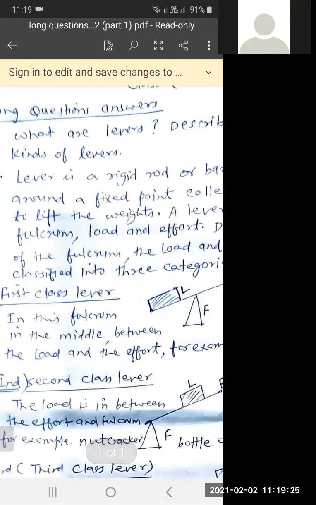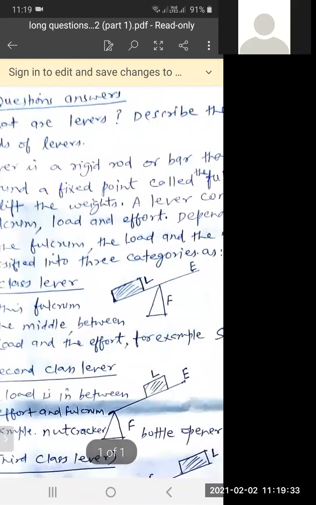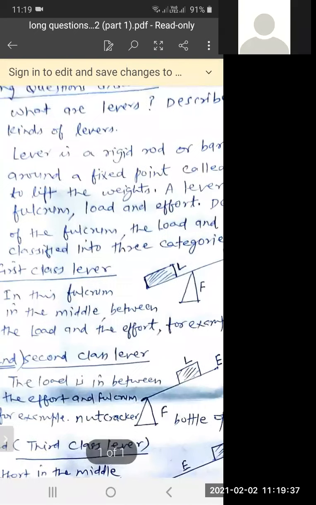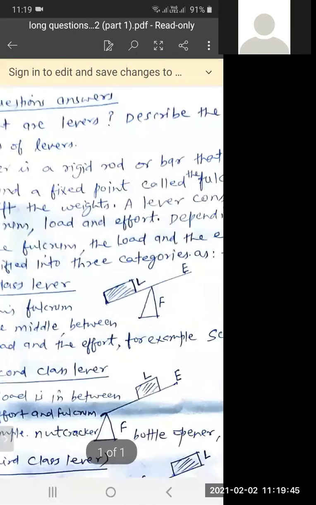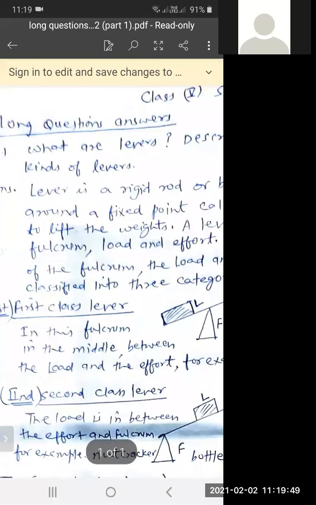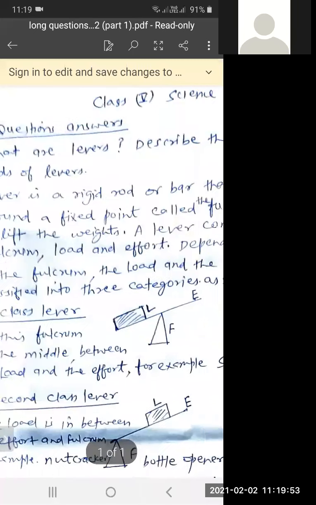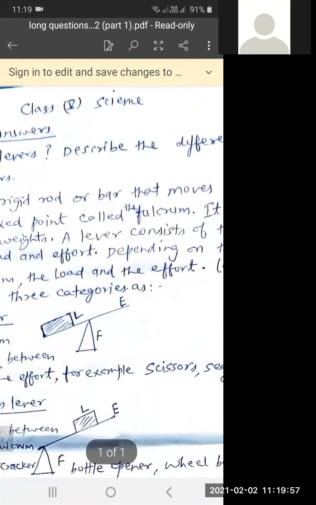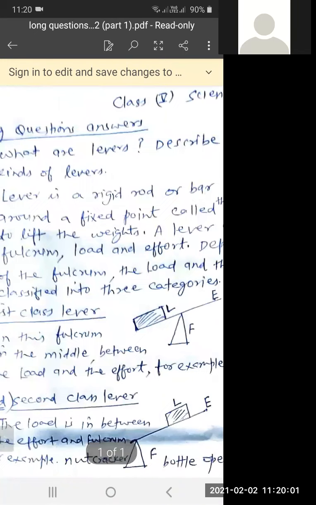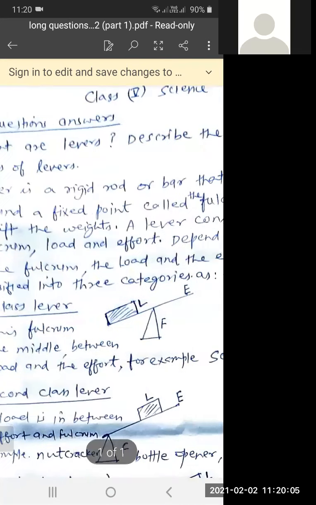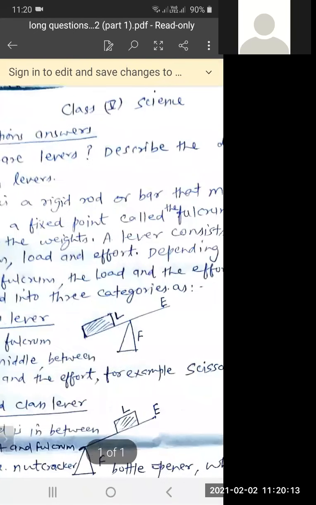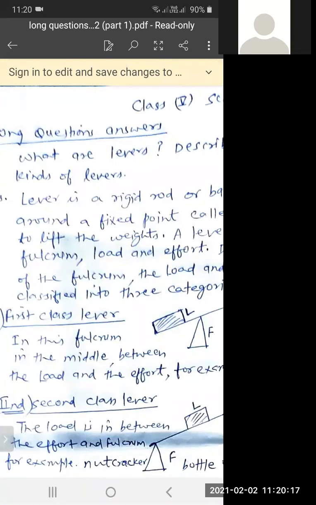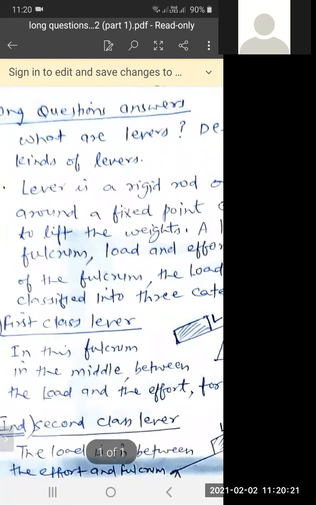A lever is a rigid rod or bar that moves freely around a fixed point called the fulcrum. It is used to lift the weight.